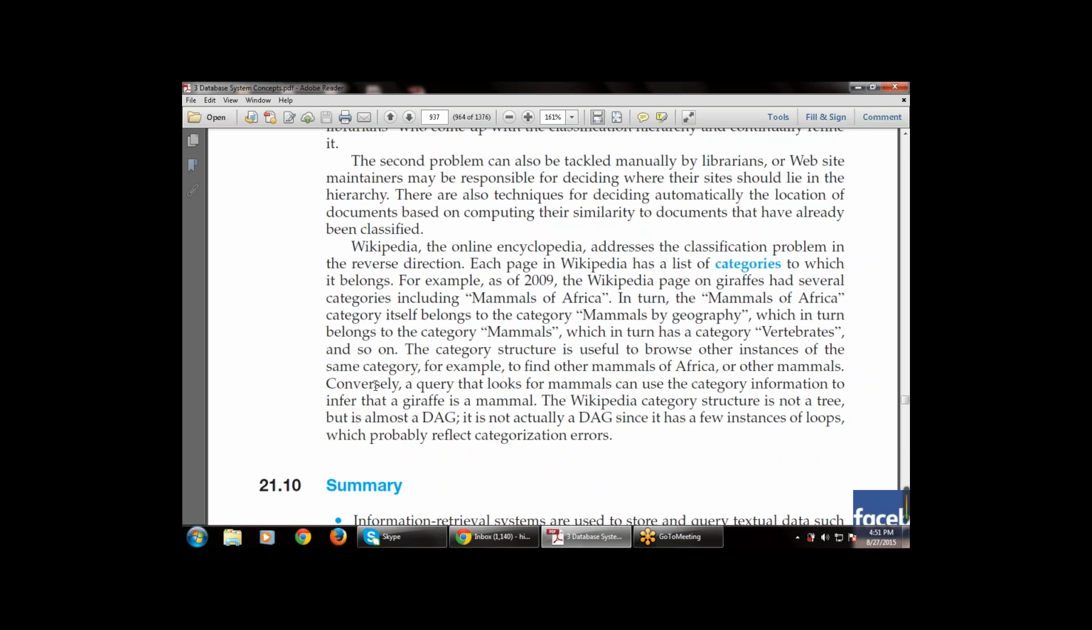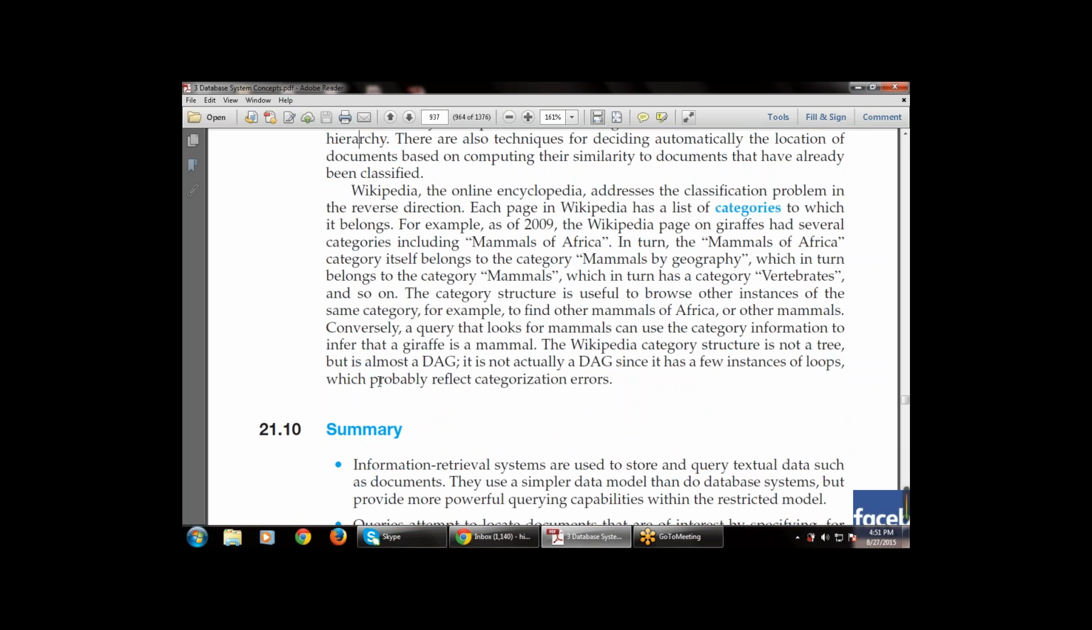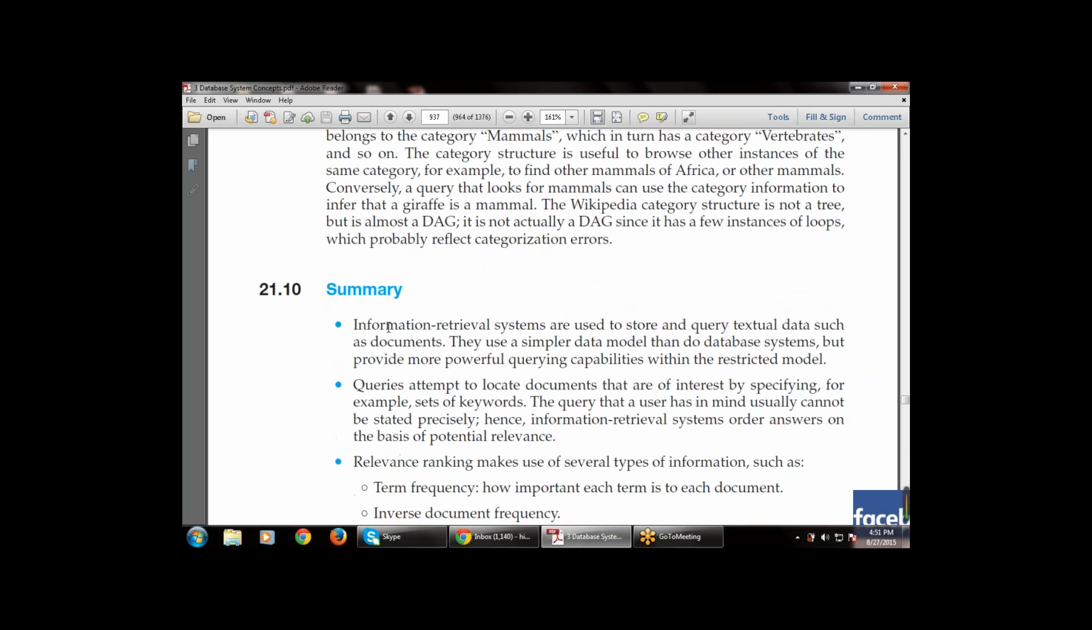So this is the winding up of the chapter. This chapter is also finished, that is chapter number 21. And this is a summary of this chapter.